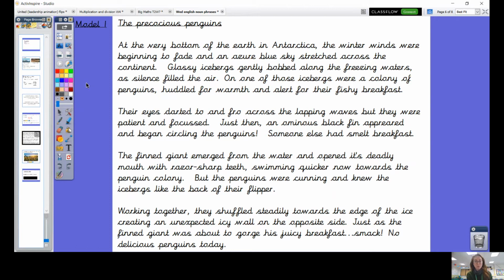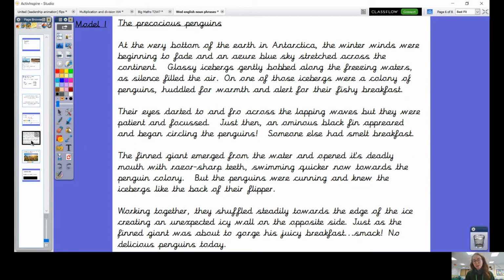Just then, an ominous black fin appeared and began circling the penguins. Someone else had smelt breakfast. The finned giant emerged from the water and opened its deadly mouth with razor-sharp teeth, swimming quicker now towards the penguin colony. But the penguins were cunning and knew the icebergs like the back of their flipper. Working together, they shuffled steadily towards the edge of the ice, creating an unexpected icy wall on the opposite side. Just as the finned giant was about to gorge his juicy breakfast, smack! No delicious penguins today. So that's my model.